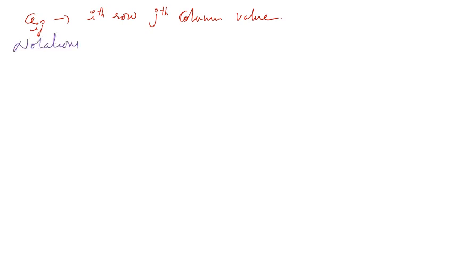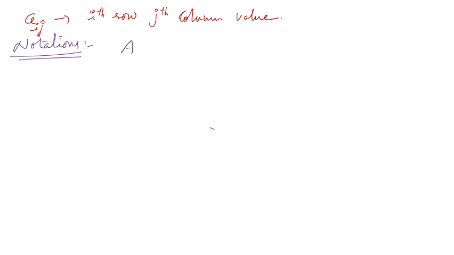Aij stands for what? Ith row, jth column value. Ith row and jth column value. Okay. Now some notations, let us see. Notations in this second unit.